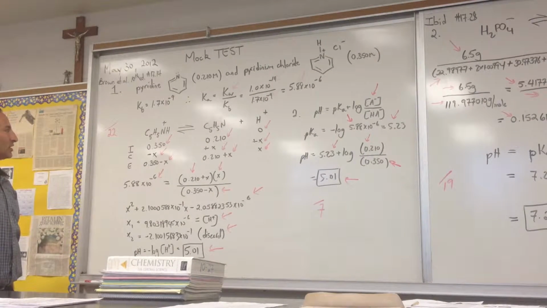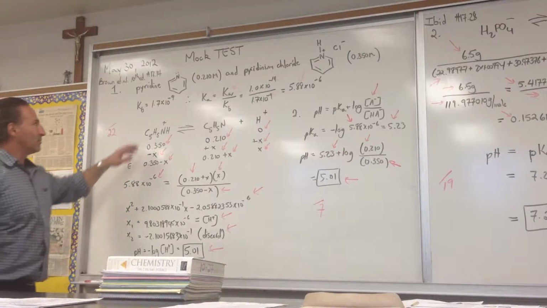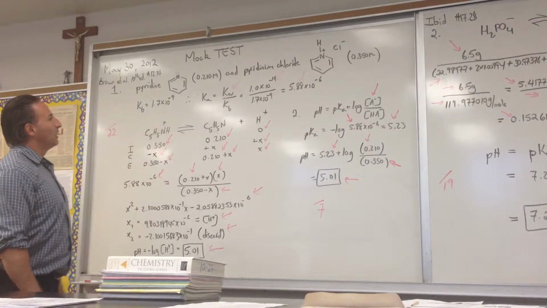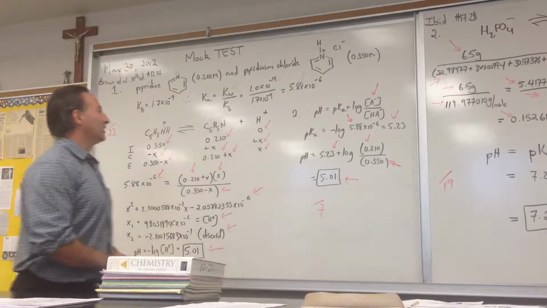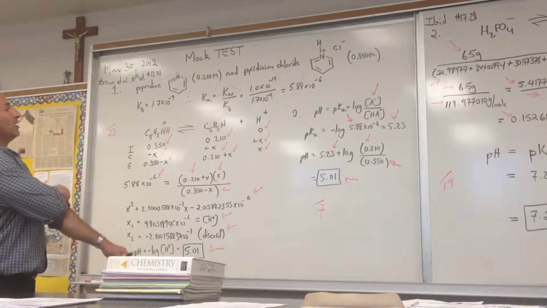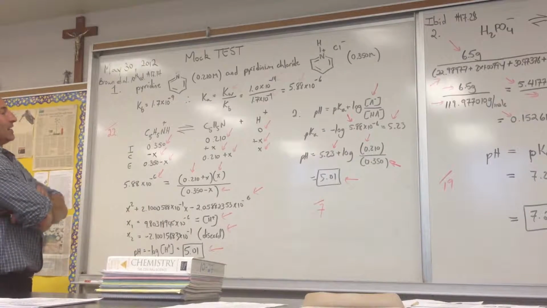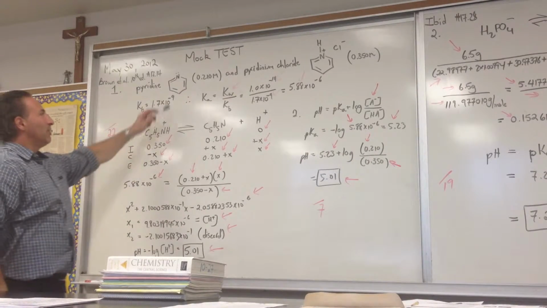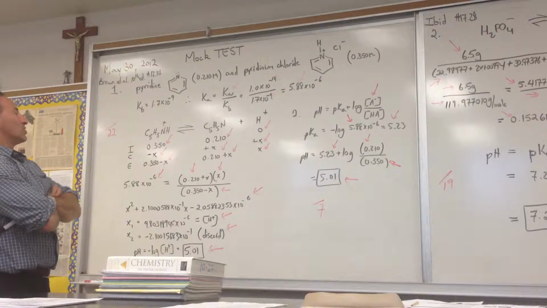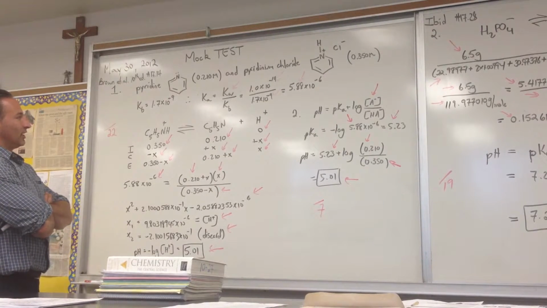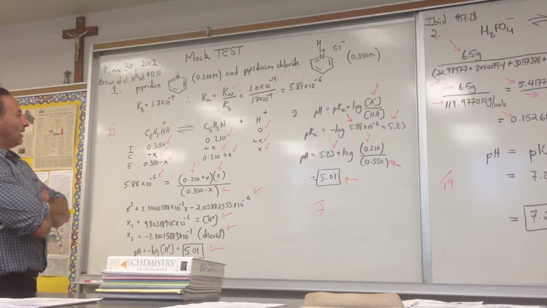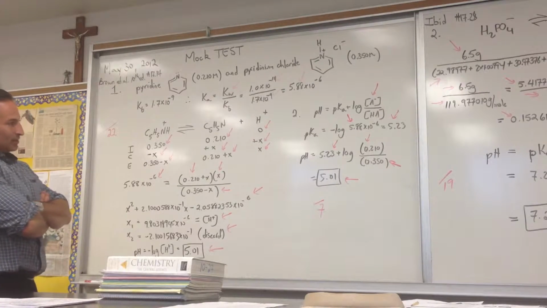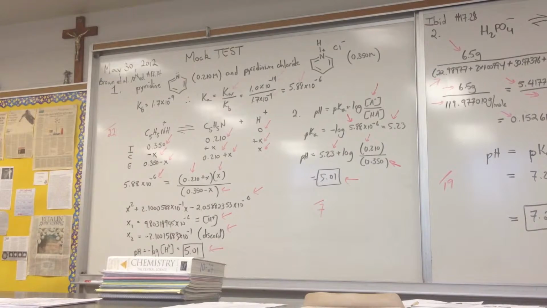What I did in this question is I recognized that pyridine hydrochloride, pyridinium chloride, behaves like a weak acid, giving pyridine as the conjugate base. So I solved for the value of Ka, which was 5.88 times 10 to the minus 6, and I set up an ice table. I was asked in the question to solve it two different ways.